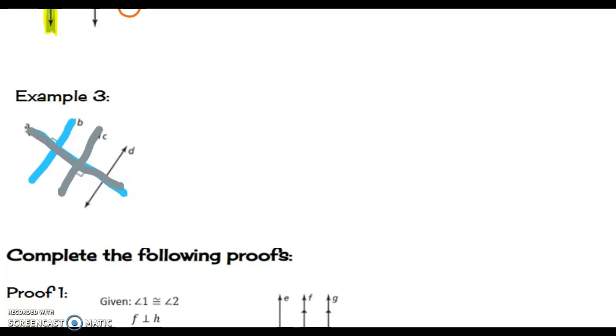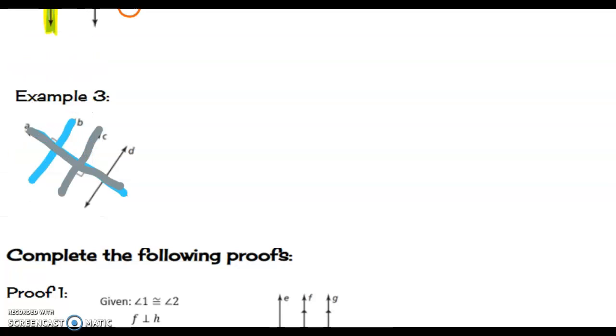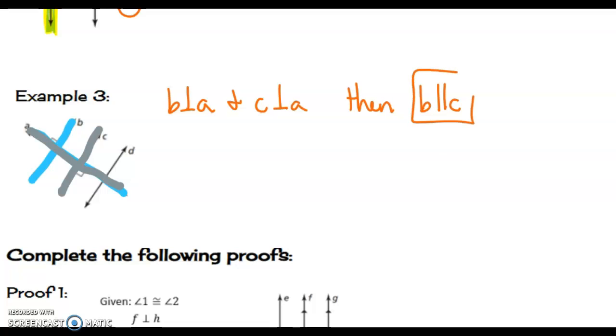So based on this, I didn't ever need D. So D has nothing to do with this at all in any way, shape, or form. So since B is perpendicular to A and C is perpendicular to A, if they're both perpendicular to the same line, then they have to be parallel to each other. So B must be parallel to C. And once again, that's using the lines perpendicular to a transversal theorem.